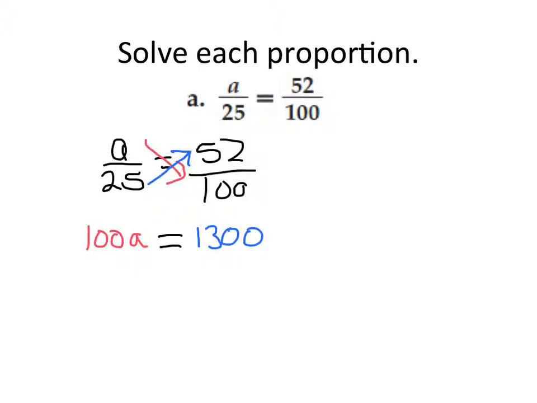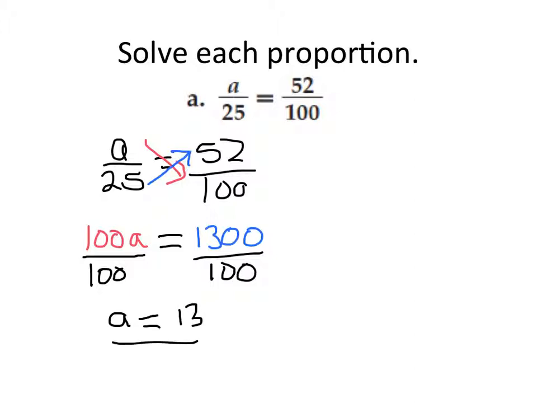They're equal to each other, but I still don't know what A is equal to. I need to isolate the A. In order to do that, I use what I've learned in previous lessons. I'm going to undo the 100. Whatever I do on one side, I do to the other. With my math, I find that A is equal to 13.